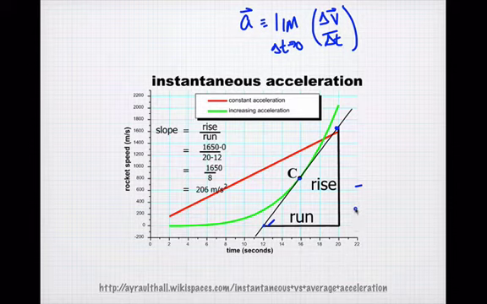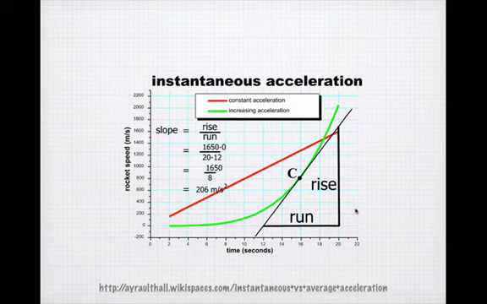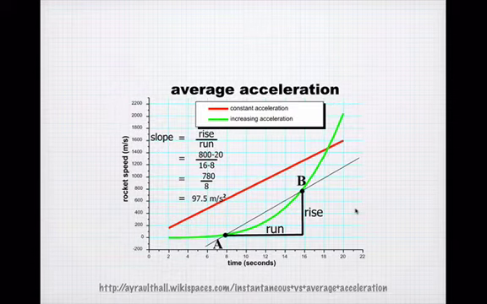So you can see the difference between those two. Let me flip back and forth. That's the instantaneous acceleration there for point C. This is the average acceleration between points A and B. So you can kind of see that.